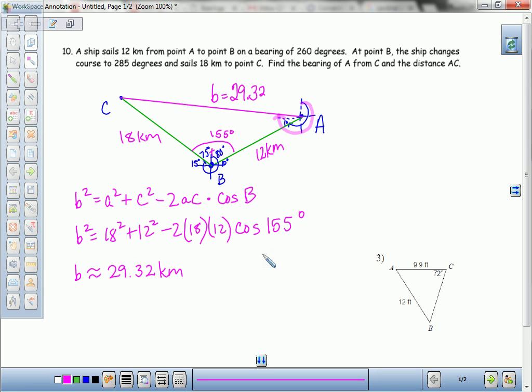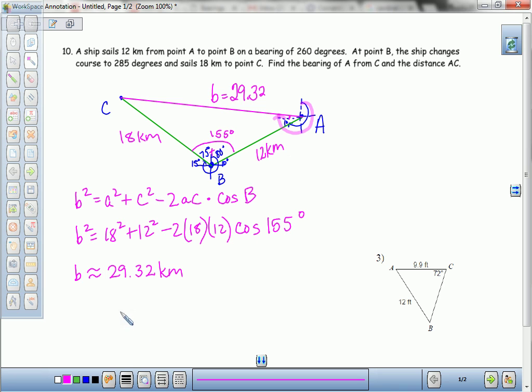So now we have solved for B, 29.32 kilometers. Okay, so now what we need is to find our angle A. Because if we find angle A, then what we really need is this little part so we can add it to 270 so that we can find the bearing. So now we're going to find angle A. How could we find angle A? There's a couple ways. One of those ways would be using law of sines.